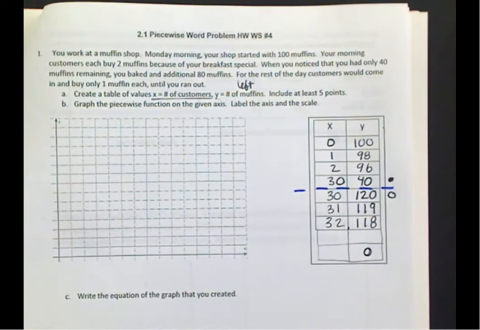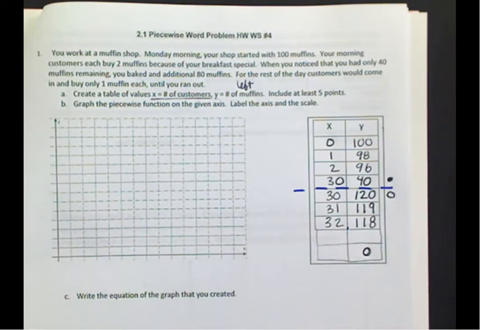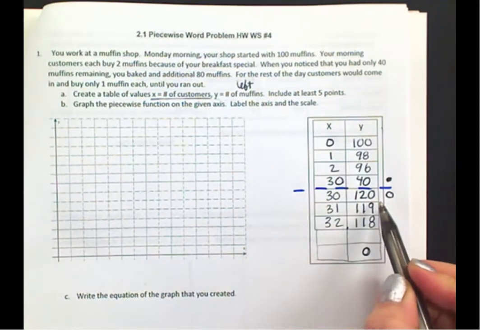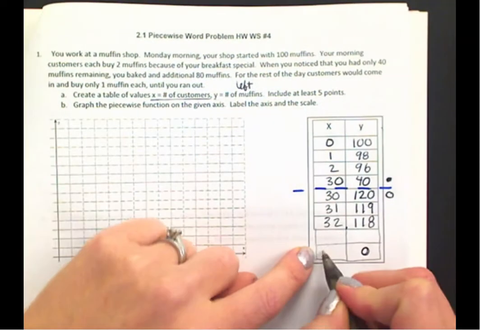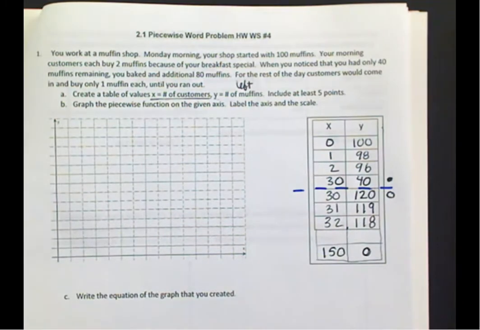You got to figure out what your maxes and mins could possibly be. You could say none, right? There could be no minimum. There could be no maximum. It depends upon the situation. Okay? Can I figure out what number should go here? 150? Because I have to sell 120 muffins one at a time. Right? I could count this pattern all the way down.